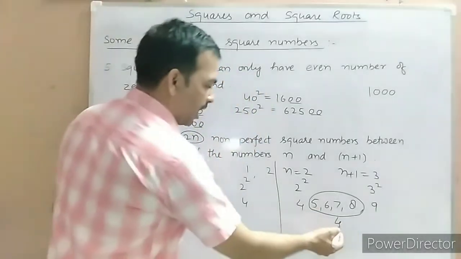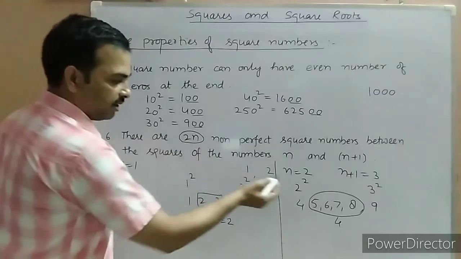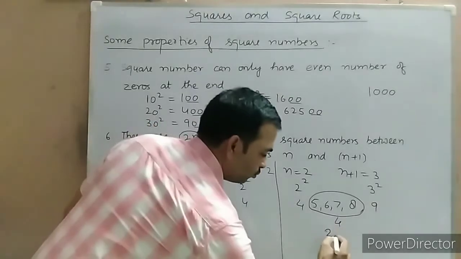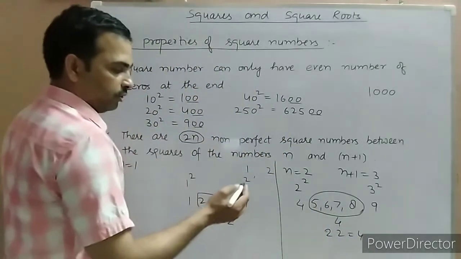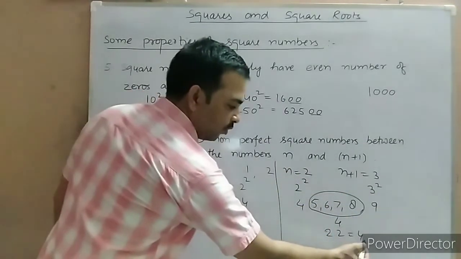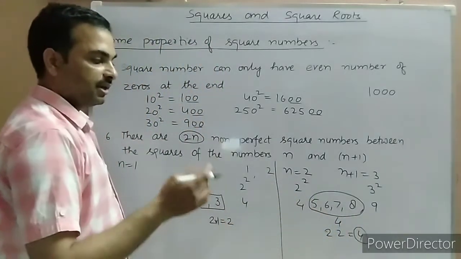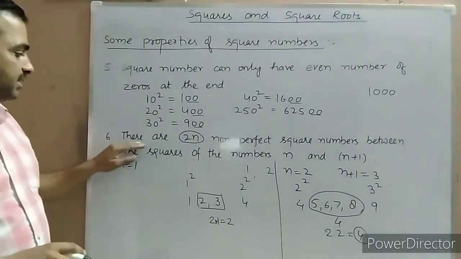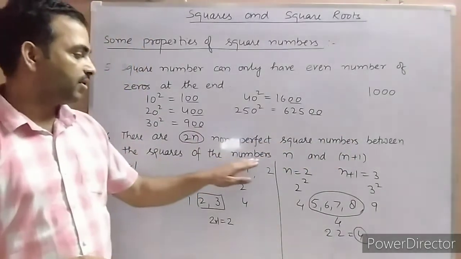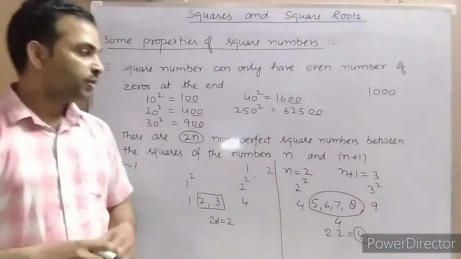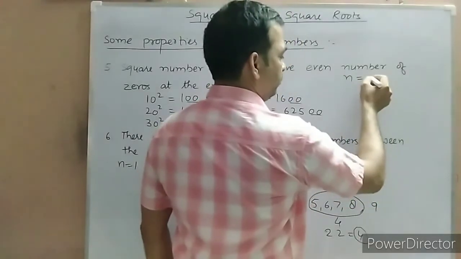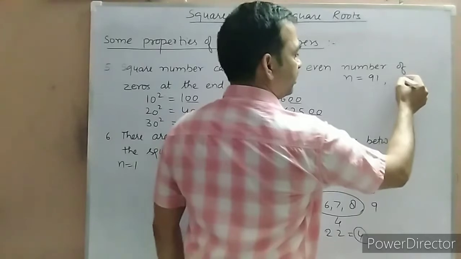So how can we find this 4? We use n equal to 2 here. 2 into 2 is equal to 4. So between 2 square and 3 square there are 4 non-perfect square numbers. So the formula is: there are 2n non-perfect square numbers between the squares of the numbers n and n plus 1.